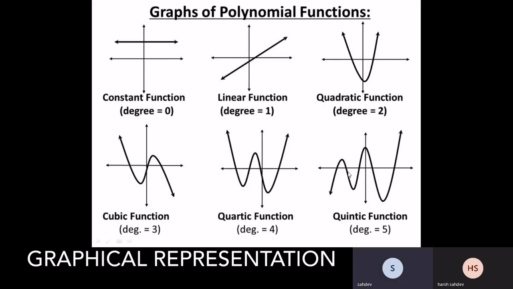Over here it is cutting 5 times: 1, 2, 3, 4, 5. Therefore it will be a quintic function. Do remember this word, quintic function, whenever it cuts 5 times and the degree is 5. Let's see this live on some graphs also.